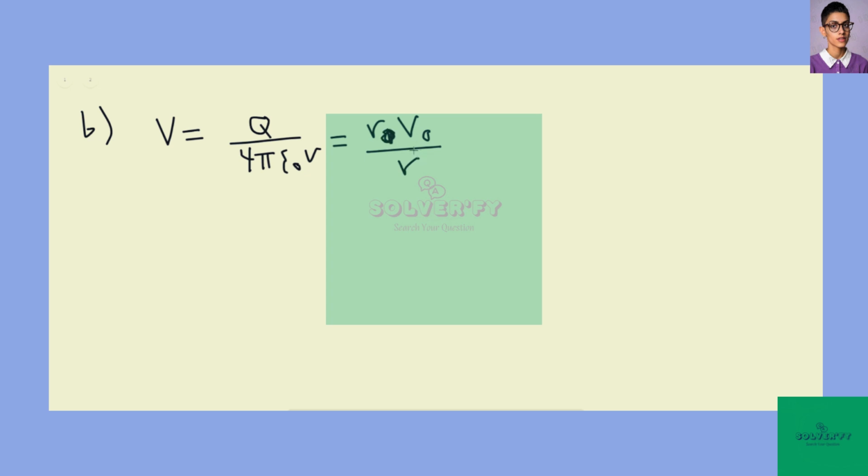Actually, this is R naught, the actual radius of the sphere, over the R we're trying to find. So R1, the R at which the potential is equal to 25 volts, is going to be R naught of the sphere, V naught over 25 volts, which is what we're trying to find. When we plug in those numbers, we have 4.352 meters.